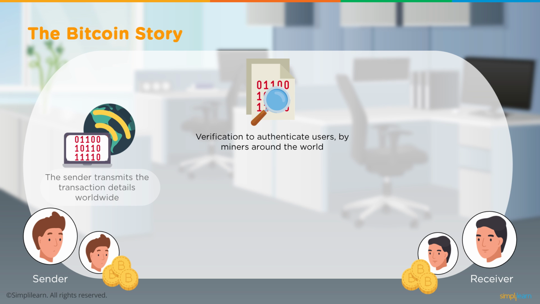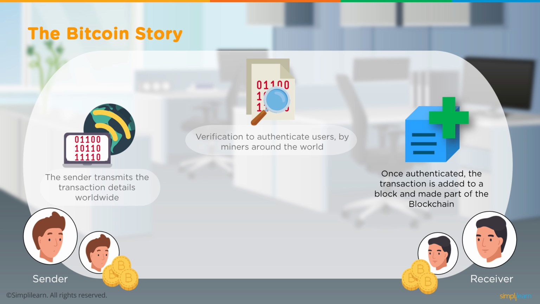Now, verification to authenticate users is done by the miners around the world. So basically, there are specific participants in the Bitcoin network called miners, whose job is to verify the authenticity of the sender and the receiver, and also validate whether the sender has the right amount of balance for the Bitcoin which he is trying to send to the receiver, and ensure that the sanity of the underlying blockchain network of Bitcoin remains correct and does not get corrupted.